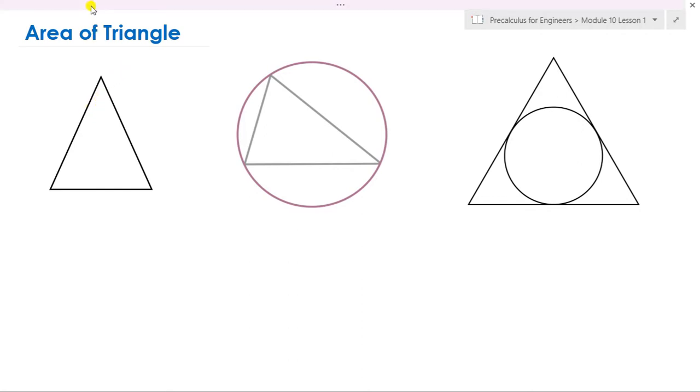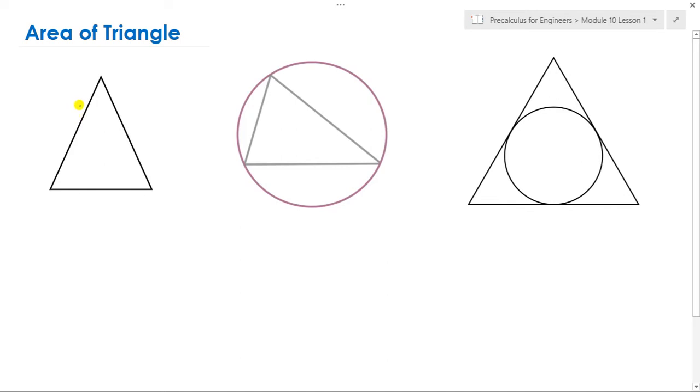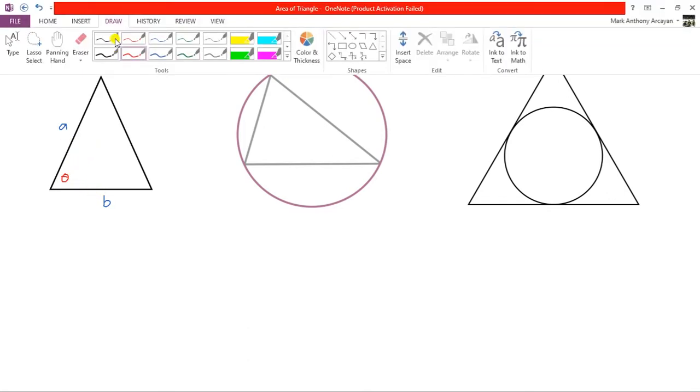Okay, if we have a triangle, let's say given two sides, let's say this side right here, the measurement is A, and then the other side B, and then we also have another given, that is the angle between these sides, that is theta. So if the problem has these three parameters, the two sides and the included angle, so unsa kahay formula to solve for its area?